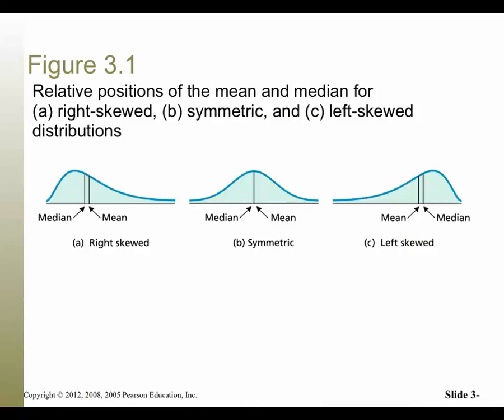Okay, we talked about this. Again, here's a good picture. Right skewed means the mean is a higher numerical value than the median. Left skewed means the mean is a lower numerical value than the median. Symmetric means they're about the same, like our normal distribution.